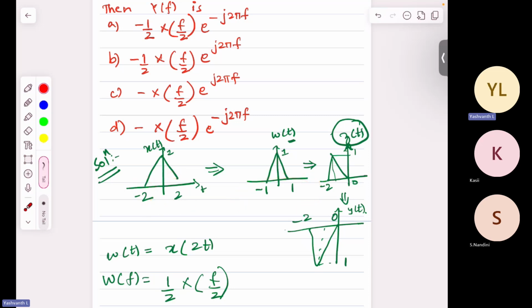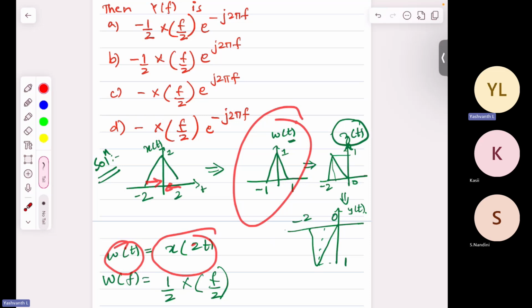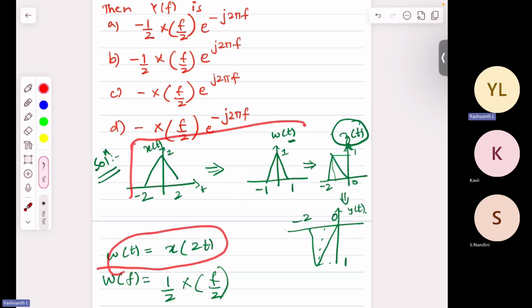Therefore, can I say that w of t is equal to x of 2t? Is it okay? X of 2t is nothing but w of t because I've exactly compressed by a factor of 2 to get w of t. First of all, is this clear? W of t is equal to x of 2t. Just looking at this x of t to w of t transformation. Yes, can you please confirm?